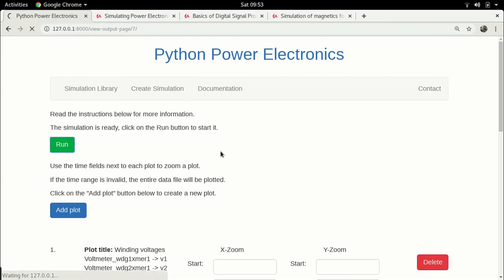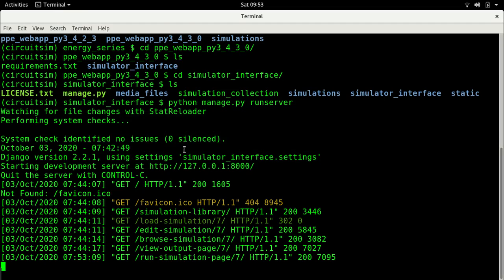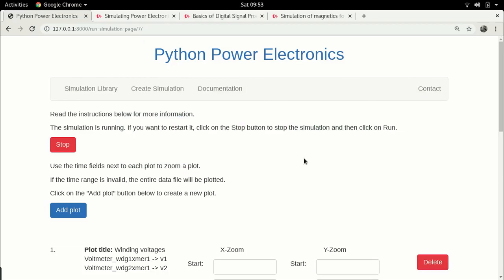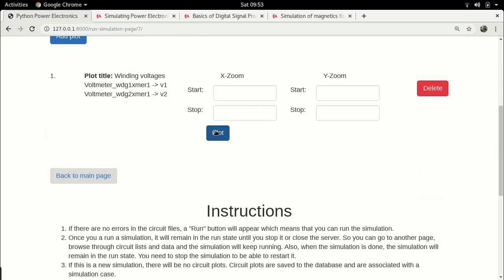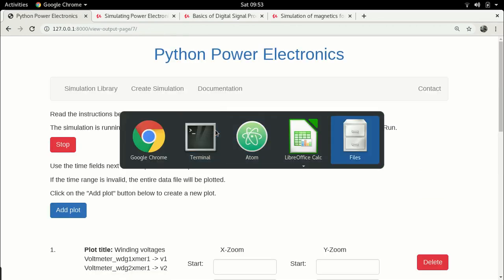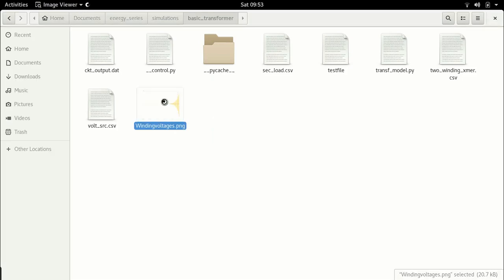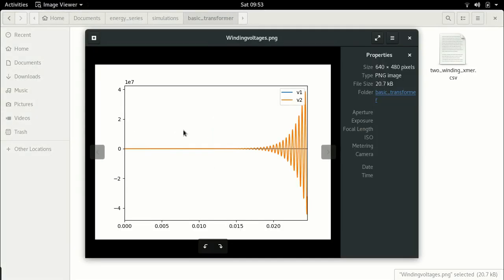So if we click on the run button, it says simulation is running. Let's go to the command line. There is no error, so we are good to go, right? So let's go back and plot the winding voltages. And we have instability, right? The same thing, we have instability all over again.